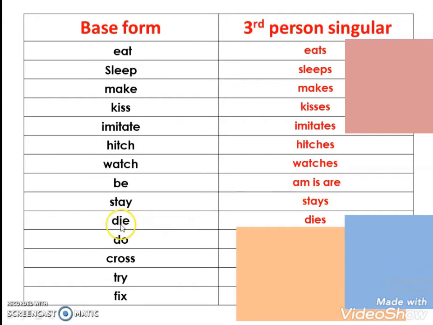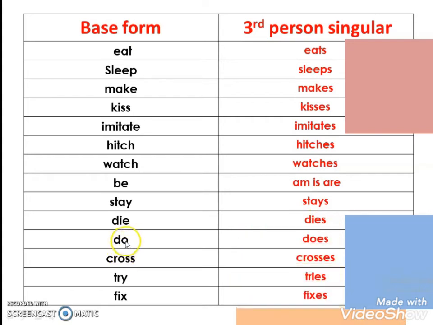Now, die. I add also an S. It becomes dies. Do, it ends with O. Because it ends with O, what should I add? I add an ES. Do, does.